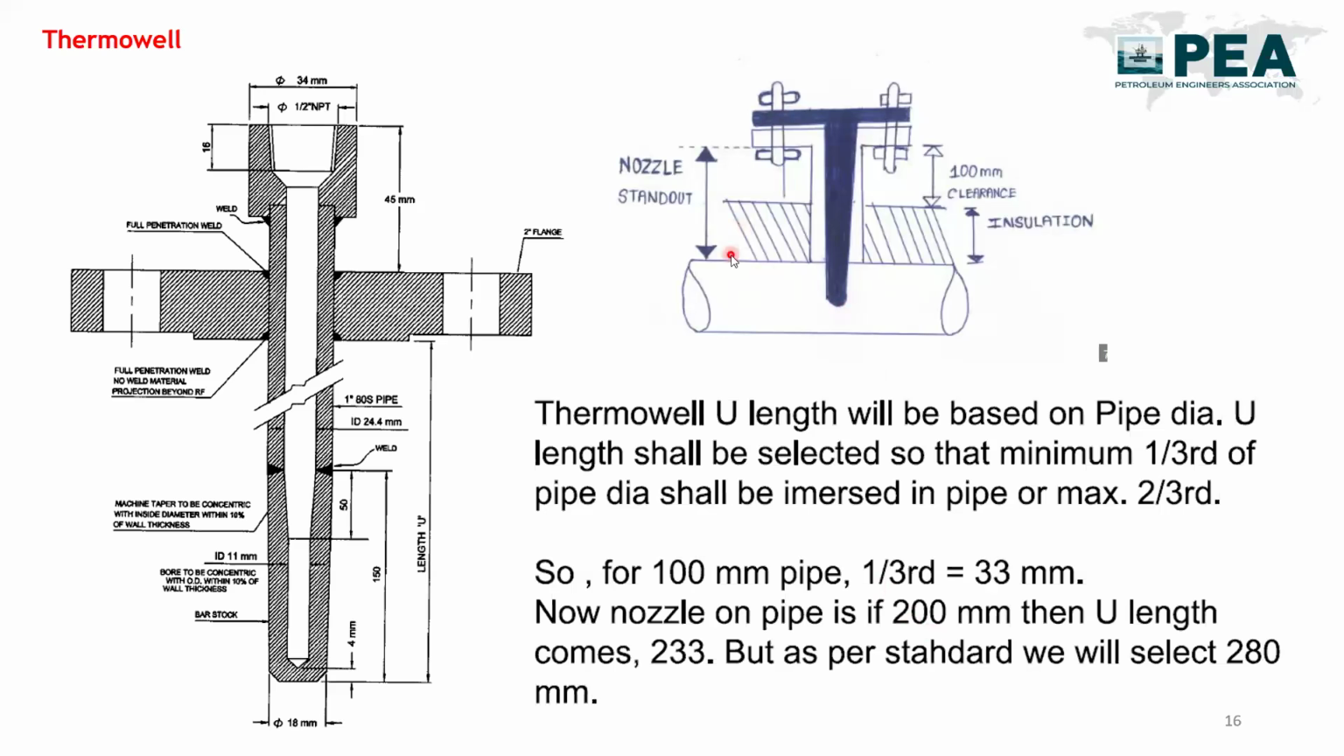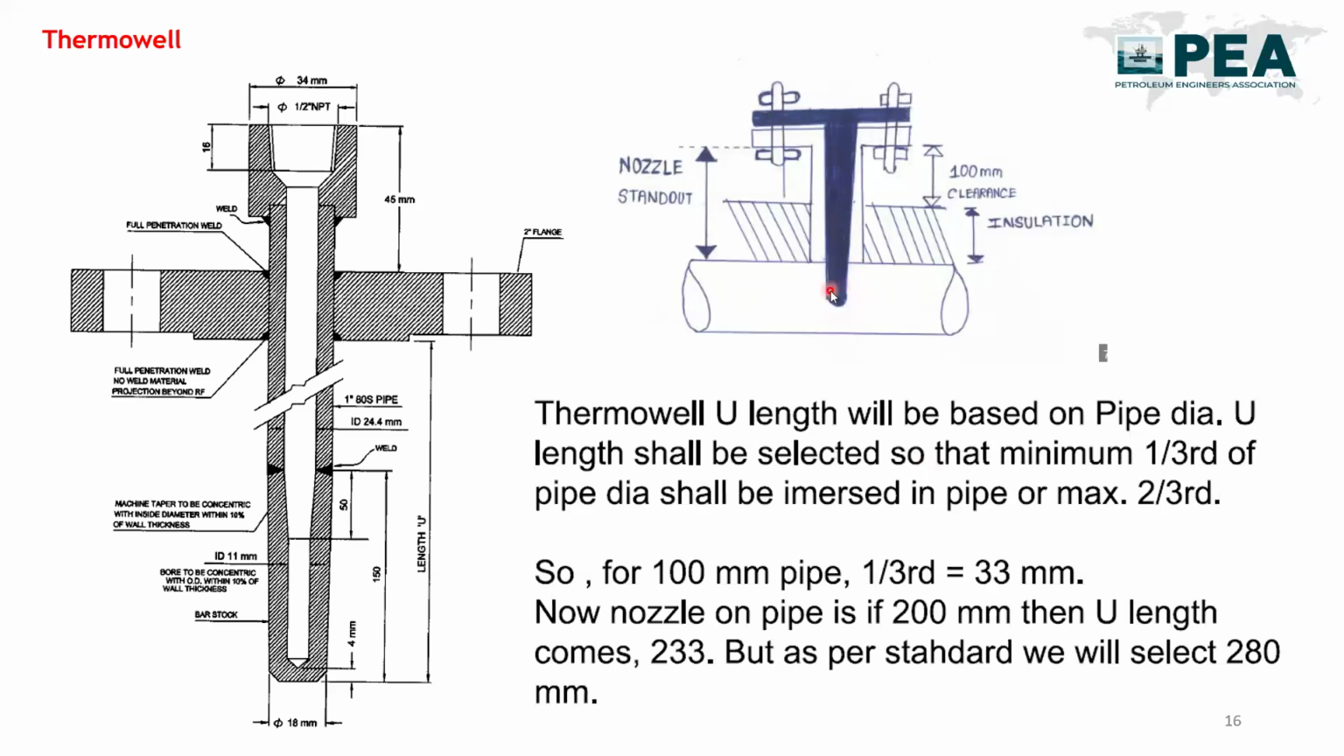In this case, suppose this is your 100 mm pipe diameter. There is a minimum 33 mm immersion and a maximum 66 mm immersion, and 200 is the nozzle length. So the total length minimum will be 233 and maximum will be 266.